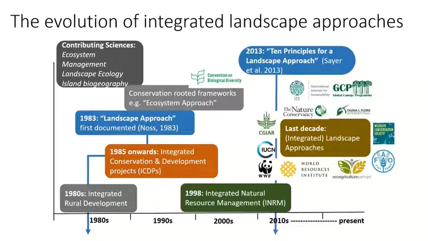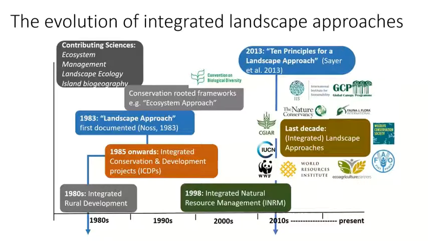But while I've put integrated landscape approach here, a lot of these organisations are calling them something different. Importantly, 2013 was when CGIAR's paper, the 10 Principles for a Landscape Approach, came out in PNAS. That work is highly influential for landscape approaches and has really helped our team in the way that we perceive landscape approaches and the way we've now tried to operationalize them.